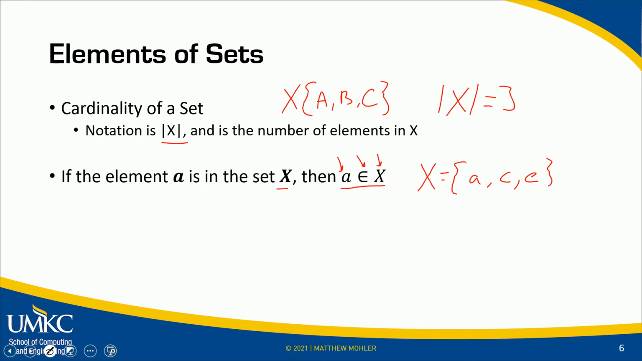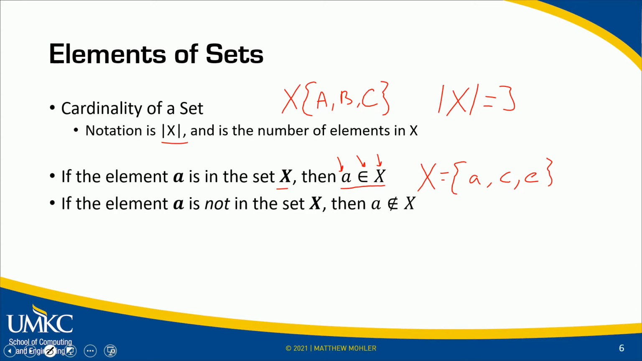Now, the other operator that we'll look at is the not an element of, and it's the same operator as element of, just with a slash through it. And so we'll say that if the element A is not in the set X, then A is not an element of X. In this case, we would look at a set X equal to maybe B and D, but the important thing being that it does not have A in it.